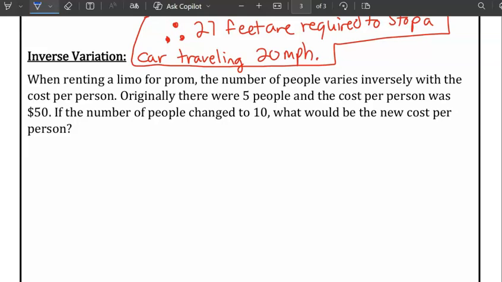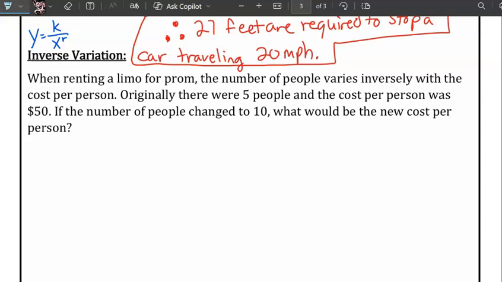Inverse variation. The general formula for this one is y equals k over x to the r power. When renting a limo for prom, the number of people varies inversely with the cost per person. Originally, there were 5 people and the cost per person was $50. If the number of people changed to 10, what would be the new cost per person?